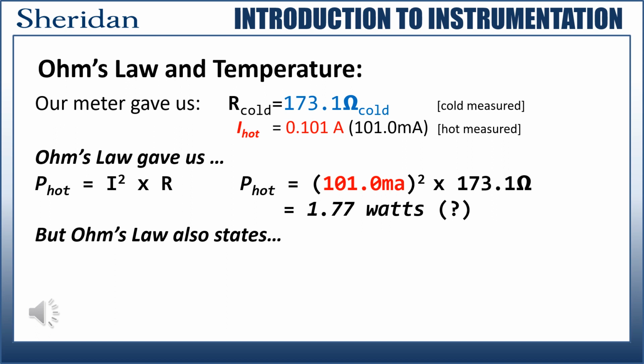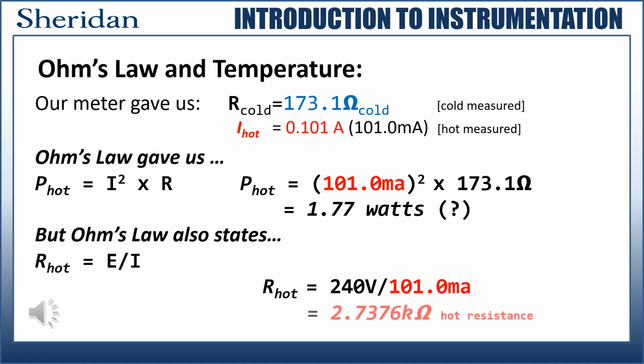Let's work the power formula again, only this time we'll use the hot power, not the rated power. This gives us the hot resistance that is equal to 240 divided by 101 milliamps, which is equal to 2.736 kiloohms, or 2,737.6 ohms of resistance, which is 37 times as much resistance as the cold measured resistance.